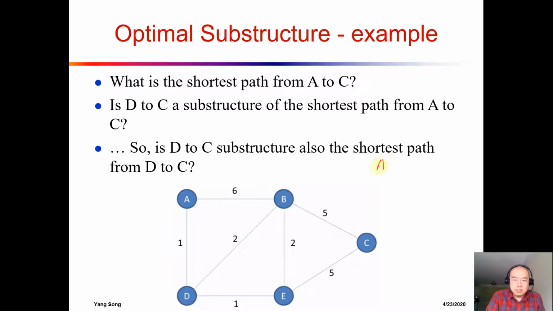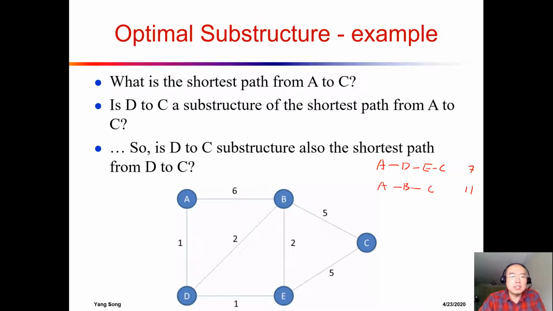So that is A to D to E to C, and then the total cost will be 7. By contrast, if we do A to B and then to C, it is 11, right? So if you want to take the one with the lowest total weight, we want to go with A, then D, then E, and C. Okay, so we have already found the shortest path from A to C.